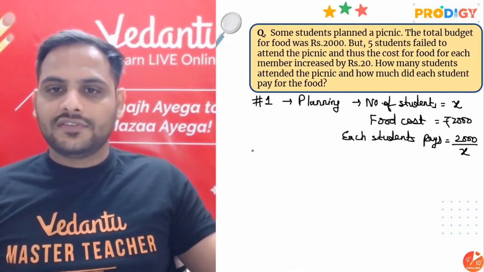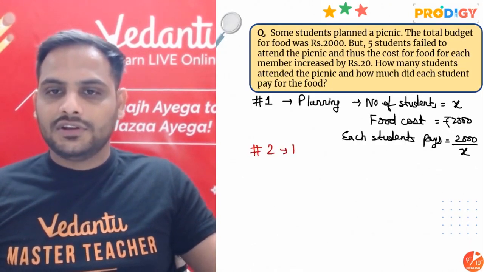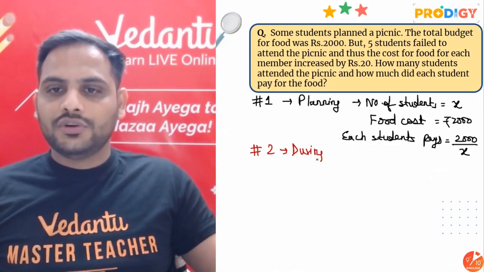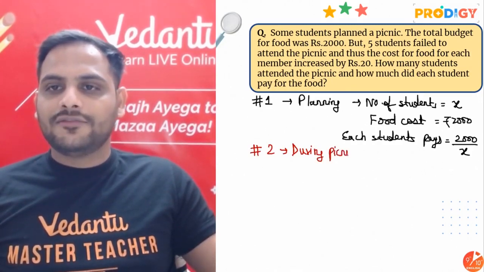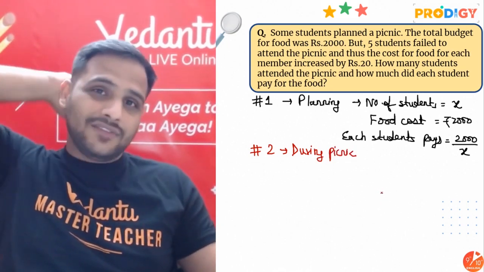Alright. Next case, second case. Let's see how many attended the picnic. During the picnic, what happened, beta? Now 5 students said, no, I will not come. How will we make the plan for Goa?